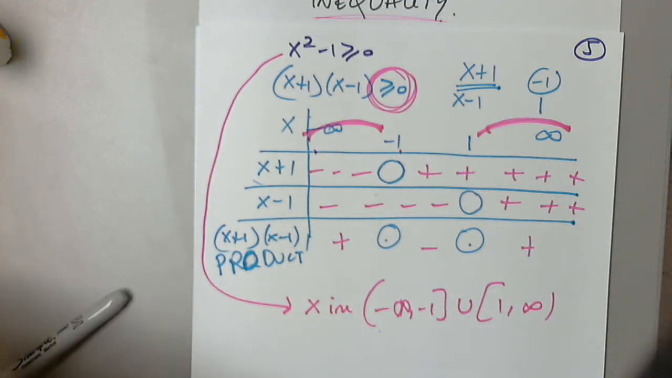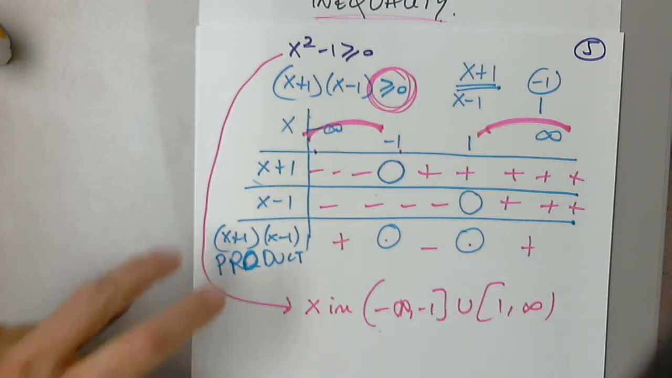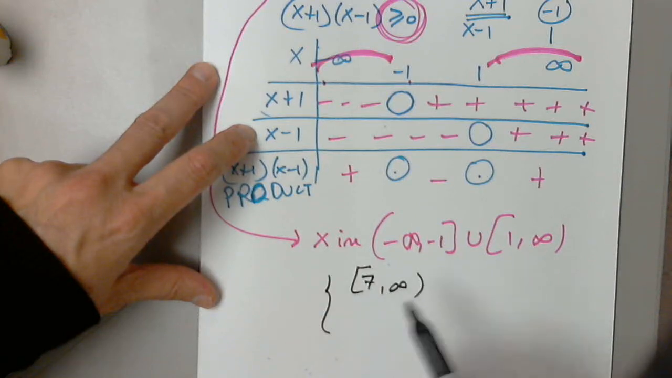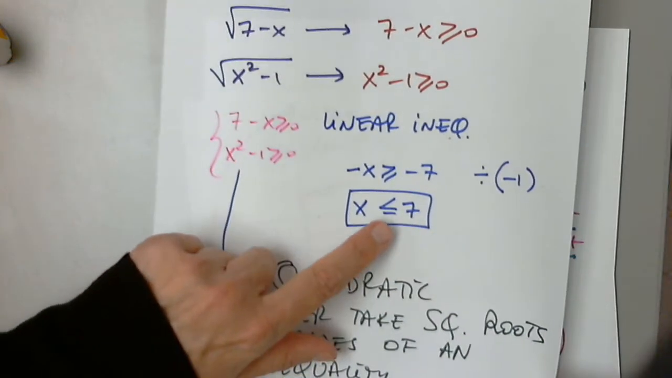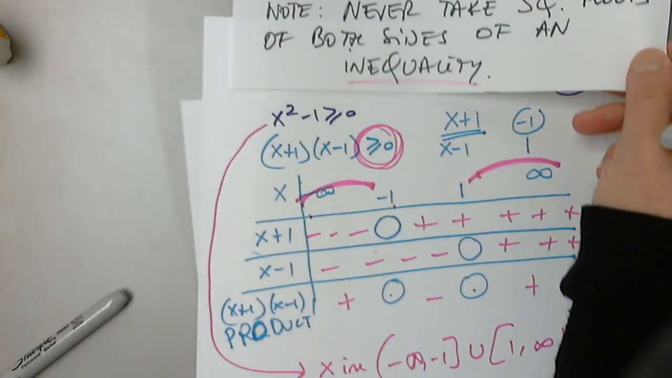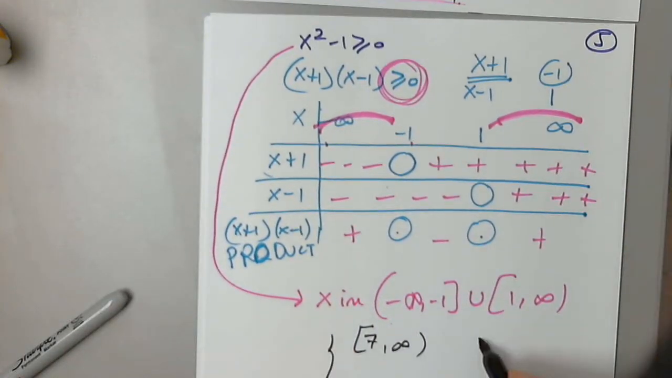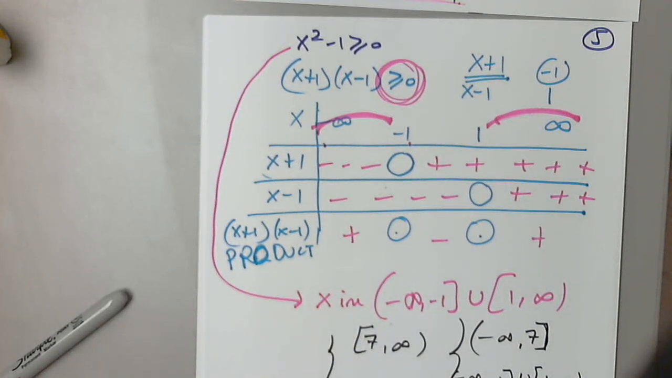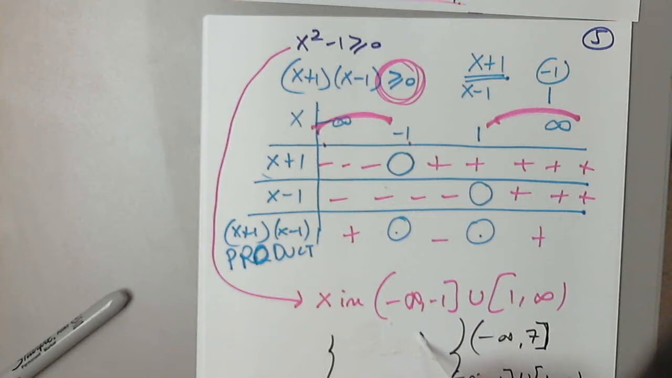Have we finished? No, we haven't. We have two restrictions now. We have negative infinity to 7, I'm sorry, sorry about that. So negative infinity to 7. And we have negative infinity to negative 1, union 1 to infinity. What do we do with these two? So the first one is the domain of the first function, f1. The second one is the domain of the second one, f2.